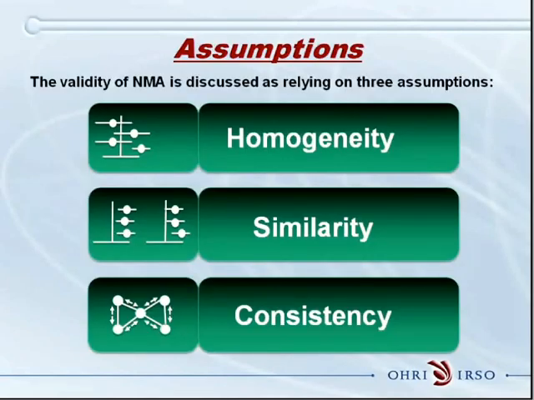So for those who have read a bit about the background of network meta-analysis, you may have seen these terms: homogeneity, similarity, and consistency. These are the terms we most commonly talk about when we talk about assumptions we must meet. I'm just going to talk a little bit about each of the three of them in terms of how we might think about them in a network.